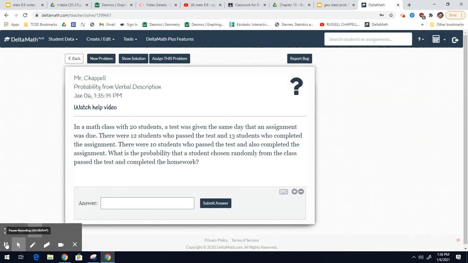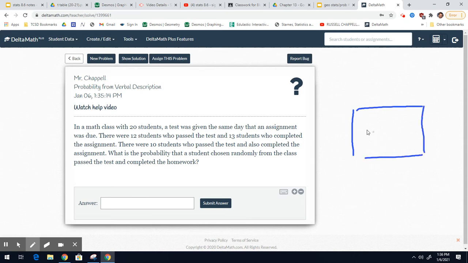All right, so let's take a look here. It says in a math class with 20 students, the test was given the same day as the assignment was due. There were 12 students who passed the test, 13 who completed the assignment. There were 10 students who passed the test and also completed the assignment. What is the probability that a student chosen at random from the class passed the test and completed the homework? All right, so same kind of setup, right? So we need our table with 9 boxes.